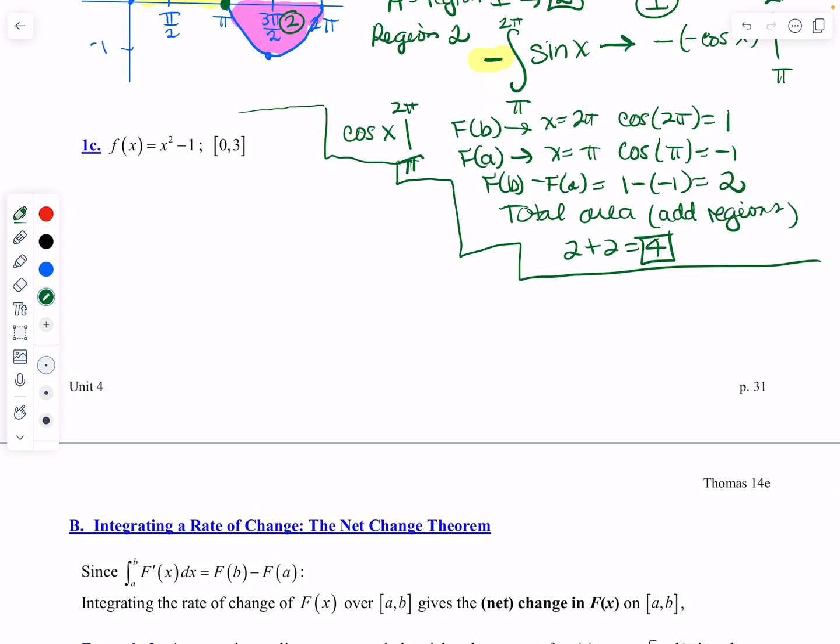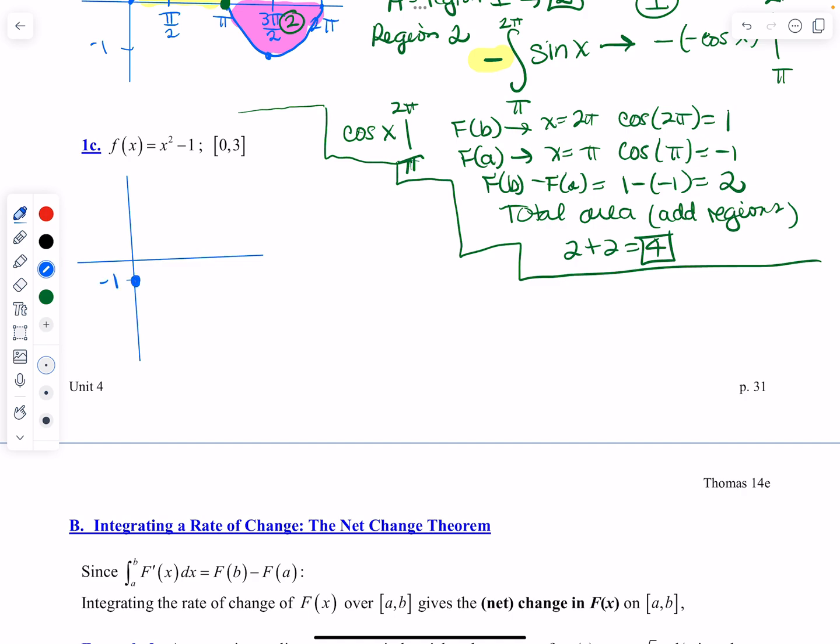So 1c says the function is x squared minus 1, and we're going to map that from 0 to 3. So guys, what I'm going to do is plot points, just so I can tell what's going on with my graph. I'm starting out with 0, and if I plug in 0, I get negative 1. So 0, negative 1 is right here.